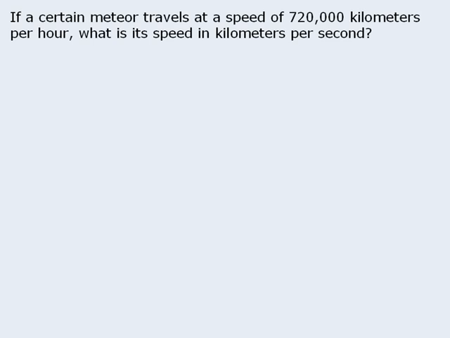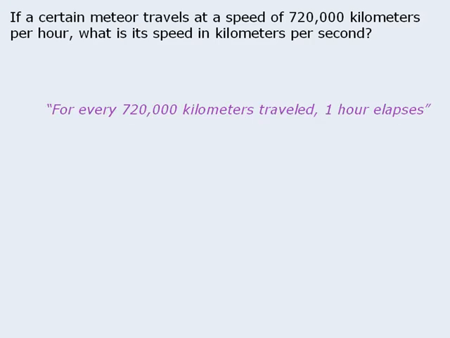Here we are told that a meteor travels 720 kilometers per hour, and we want to determine its speed in kilometers per second. Well, since we can reword the information to read, for every 720 kilometers traveled, 1 hour elapses, we can use ratios to solve the question. Here we are comparing the number of kilometers traveled to the number of hours that elapse. And we are told that this ratio is 720,000 kilometers for every 1 hour.